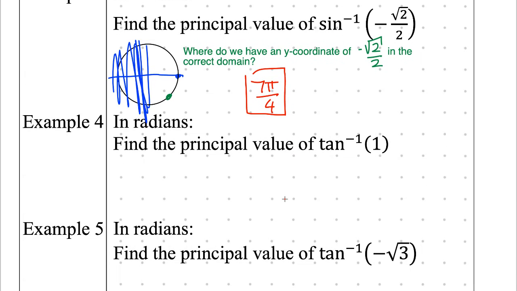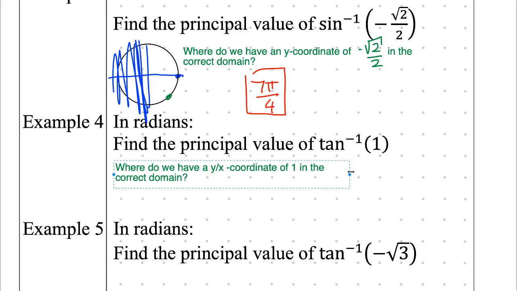Here we go. Example number 4. Find the principal value of arctangent of 1. Okay, so what is arctangent asking? The questions up here were always asking y-coordinate or x-coordinate. This is not asking x-coordinate or y-coordinate. It is asking a harder question, and I'll type out that question yet again. Where do we have, and this is kind of silly to say, a y divided by x coordinate of, in this case, 1, in the correct domain.